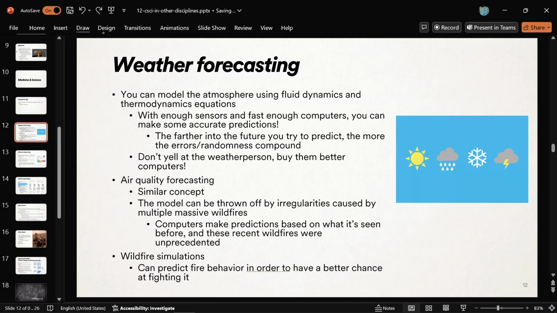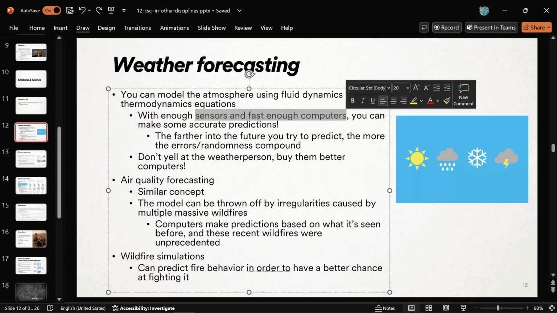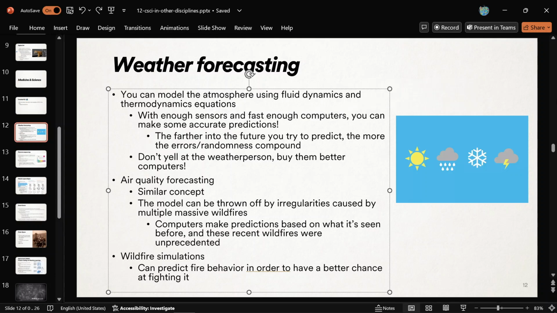You can model the air and the atmosphere and the clouds and all that stuff using fancy physics fluid dynamics equations and also thermodynamics equations. You learn about those in a physics class, and you can apply them. You can simulate them on a large scale. All right, so that's really cool, right? So what you do is you put a bunch of sensors around Fresno, for example, and you have some supercomputer that you give all this data to, and you can make some pretty accurate predictions based on it.